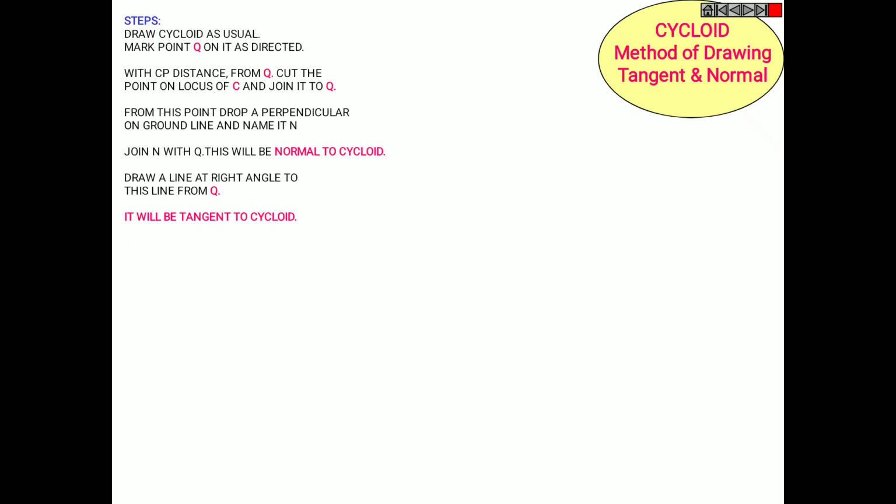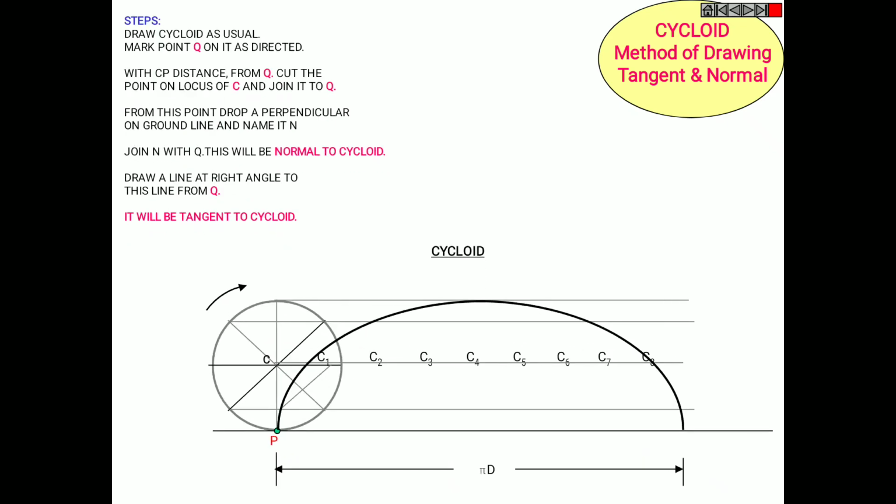Now a tangent and normal to a cycloid. So the cycloid method of drawing tangent and normal. So the same thing. Mark a point anywhere on the curve and name it as Q. See, draw the cycloid as usual, mark point Q on it as directed with CP distance. From Q, cut the point on the locus of C and join it to Q.